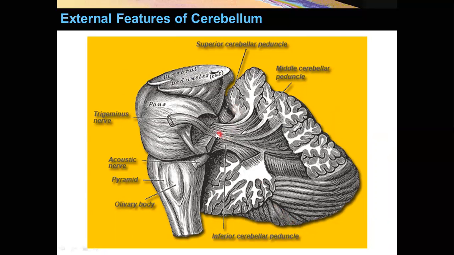Again, you see the middle cerebellar peduncle connecting pons to the cerebellum, superior cerebellar peduncle connecting mesencephalon to the cerebellum, and the inferior cerebellar peduncle that connects medulla oblongata to the cerebellum. Here is the acoustic nerve or the vestibulocochlear nerve, the cochlear nerve. Here is the trigeminal nerve, the pons, mesencephalon, and the medulla, the pyramid, olivary body.